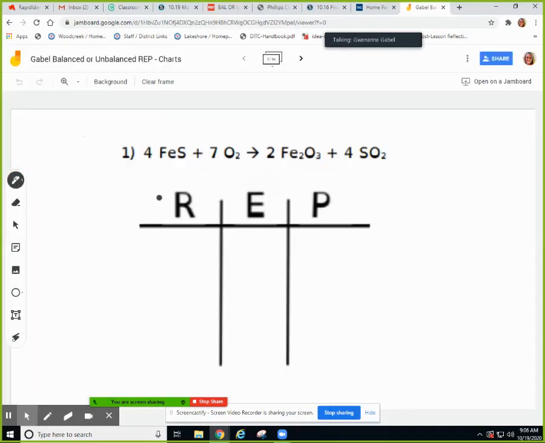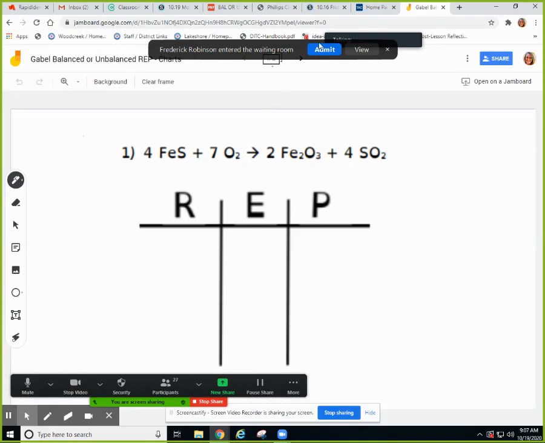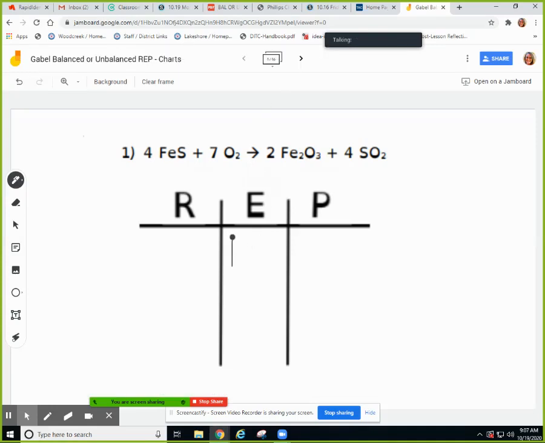So the first thing you do is identify the elements in this chemical equation. We have iron, which is Fe. We have sulfur, and we have oxygen. Then we're going to identify the number of atoms on the reactant side.